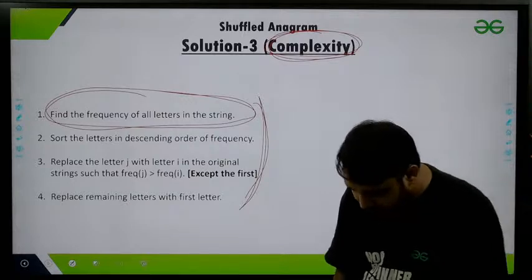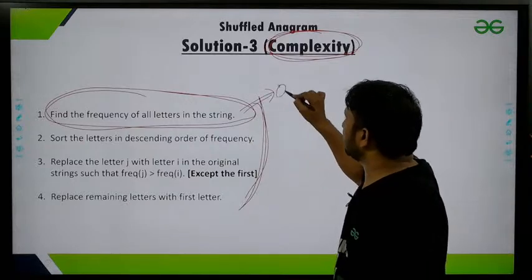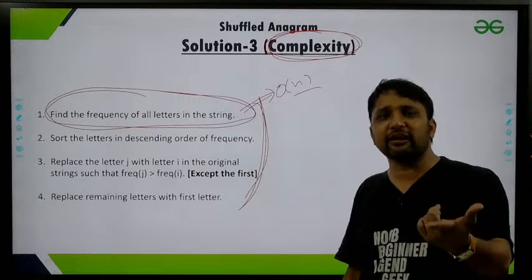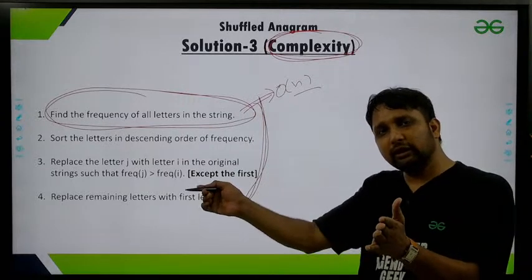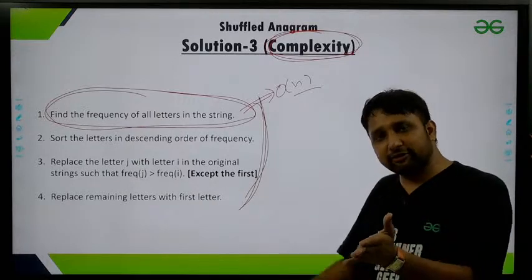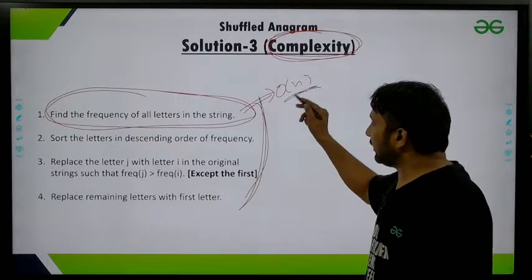Order of n, very good Kaushik, that is order of n, because I need to process each character one time only, and I can add the frequencies of every character then. So that will take order of n time.